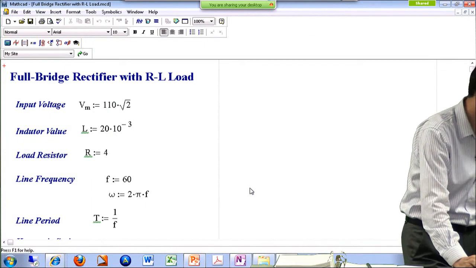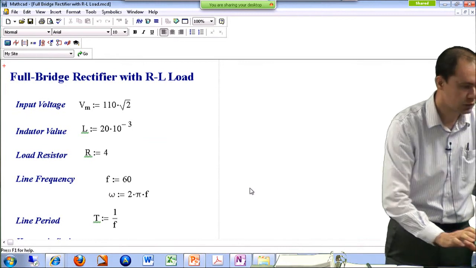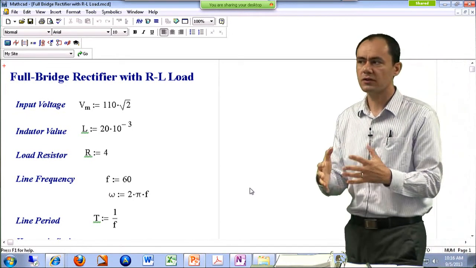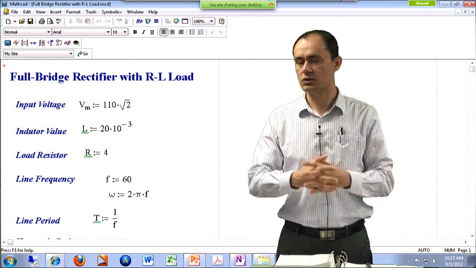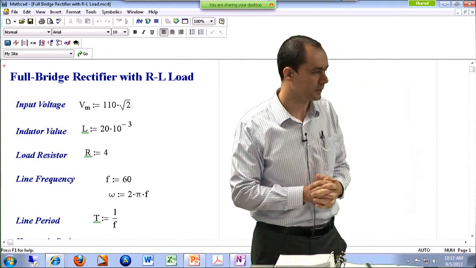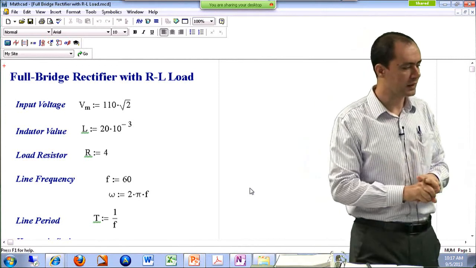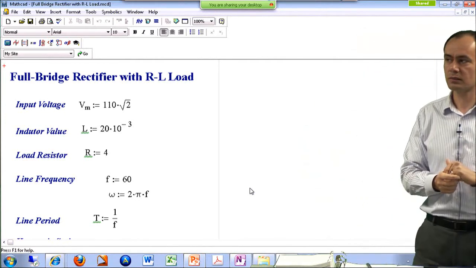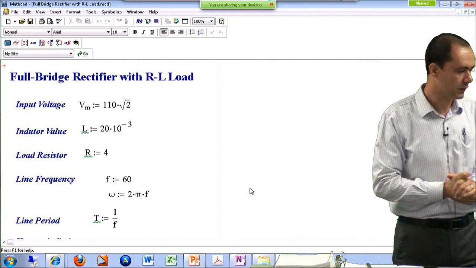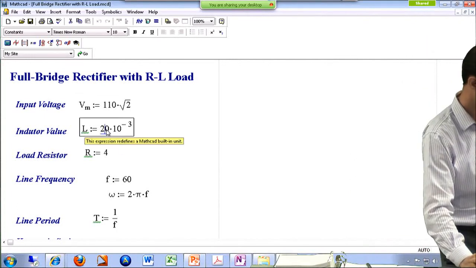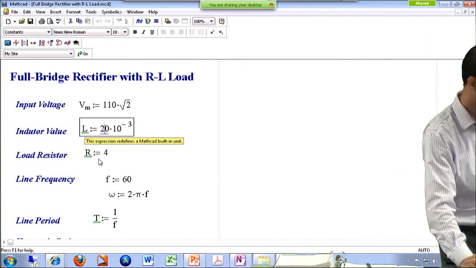And okay, here it is. So I'm making a bunch of assumptions. For instance, I'm trying to basically verify what I just did, add up all of these harmonics and see what they look like. My input voltage has a peak value of 110 volts RMS times the square root of 2. The value of the inductor that has been used is 20 millihenries.